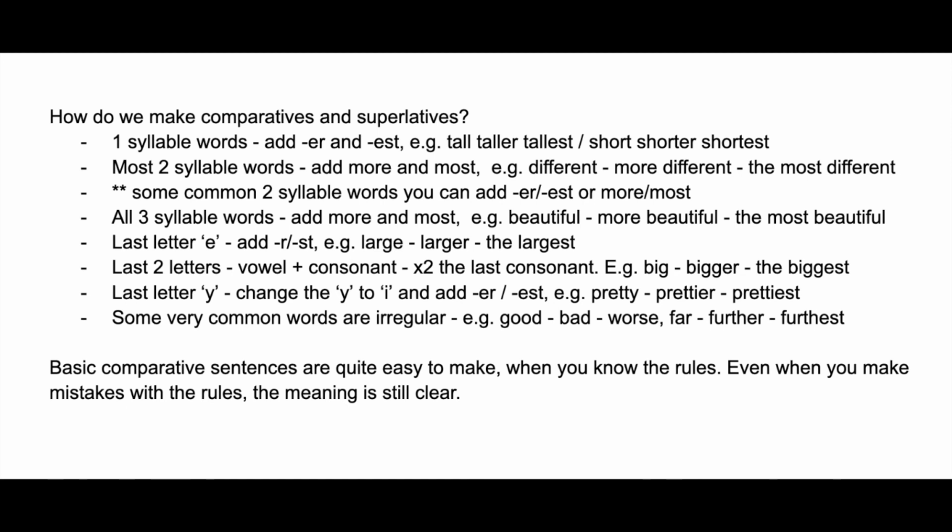Where the last 2 letters of the word are a vowel and a consonant, then we double the last consonant. For example, big, we have B, consonant, vowel, and consonant, B-I-G. Bigger, so we make 2 G's, and the biggest, B-I-G-G-E-S-T.